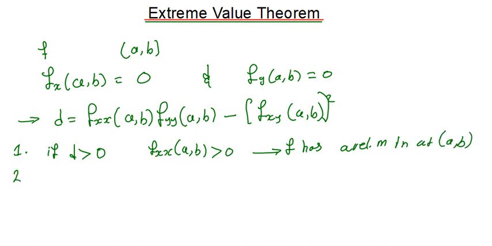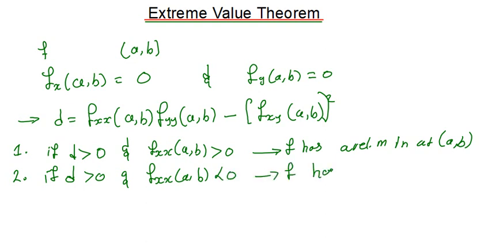The second point: if my D is still greater than 0, and my second partial derivative with respect to x of that function at (a, b) is less than 0, then f has a relative max at (a, b).